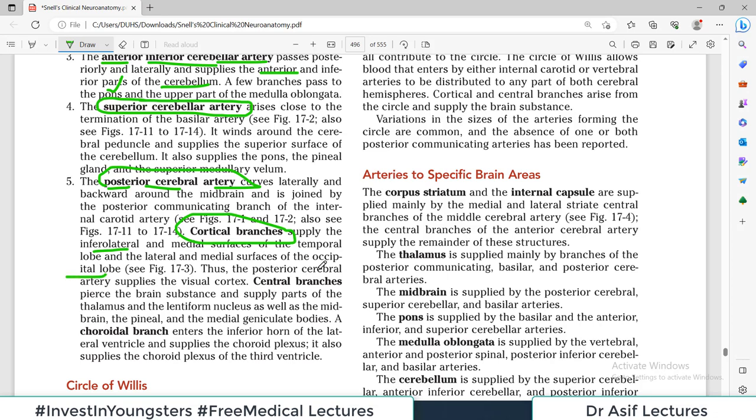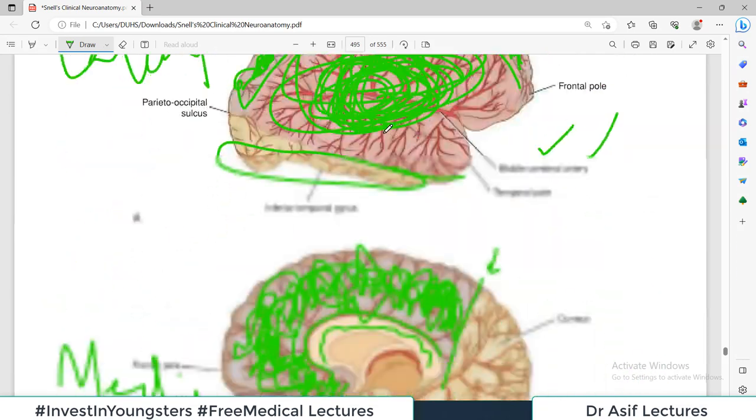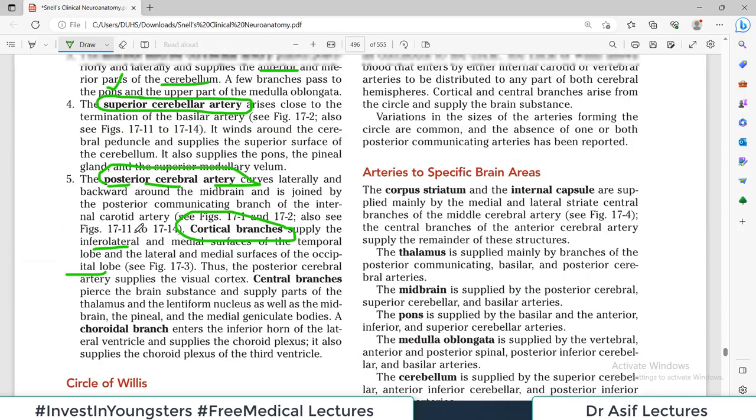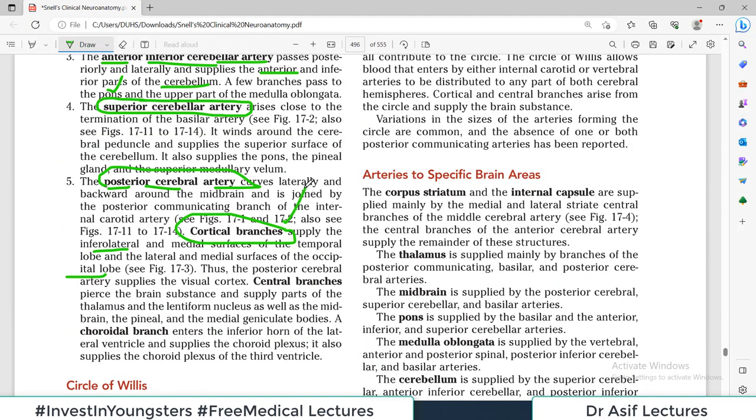So abhi hum upar ye branches dekh bhi rahe the. So ye sara jo medial surface hai, dekhiye aap, this medial inferior temporal gyrus aur occipital lobe, ye sare ka sara supply hota hai by the posterior cerebral artery. So ye cortical branches thi jo cortex ko supply karti hain. Then there are central branches which supply lentiform, which supply the pineal body, medial geniculate bodies. These are deep branches. And then there is a choroidal branch.